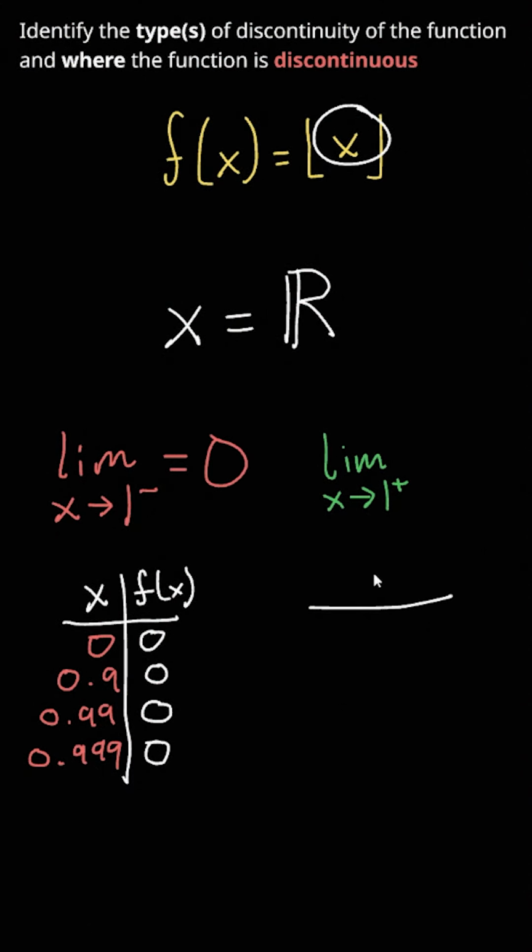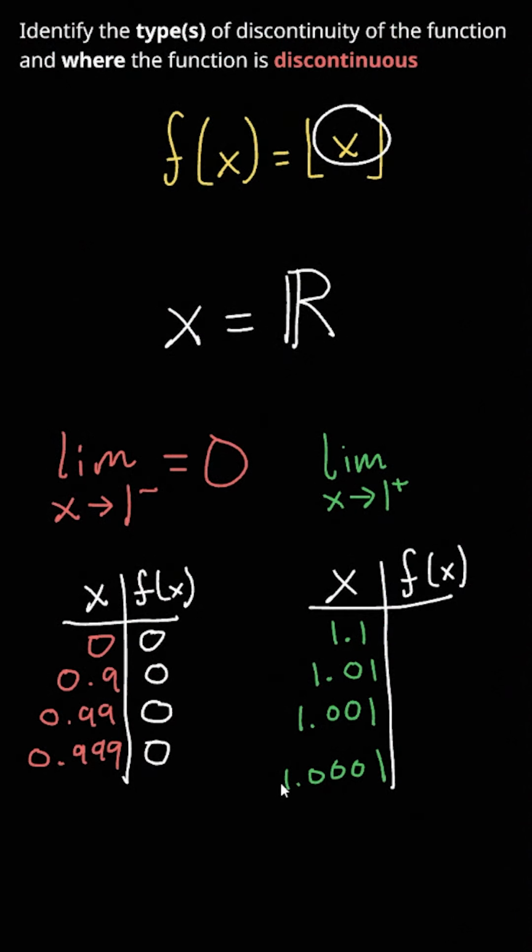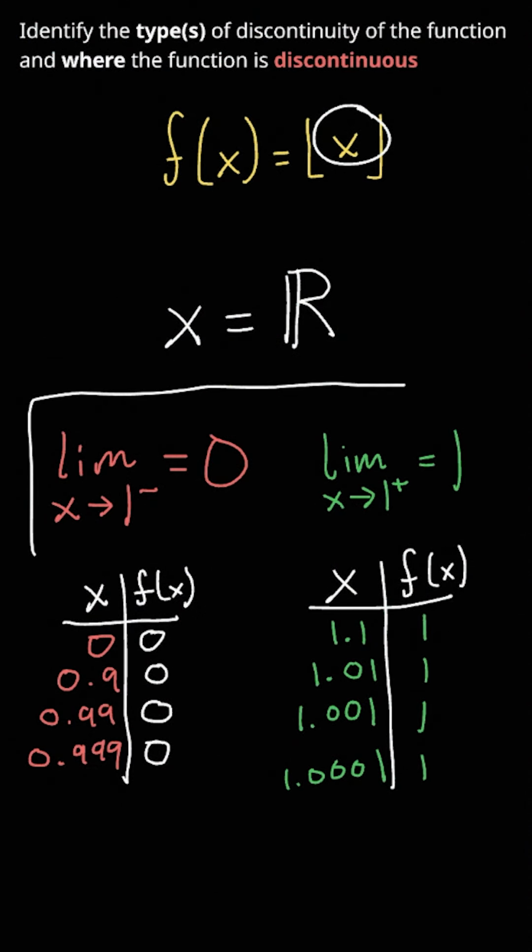Now let's do that same thing, but from the right. Okay, so we're going to use these values of x. The only difference is that this side is greater than 1, not less than 1 like we see over here. Okay, so we clearly see a discontinuity here, but there's one more problem.